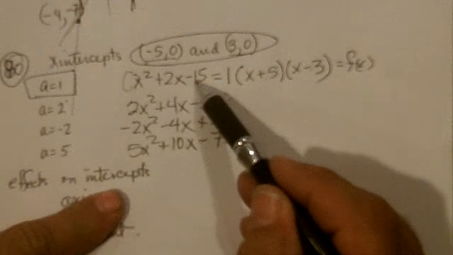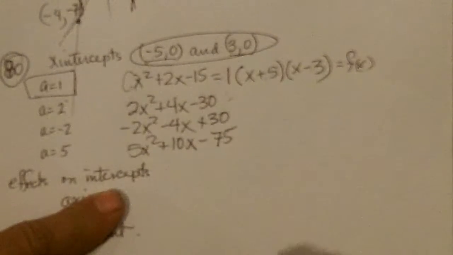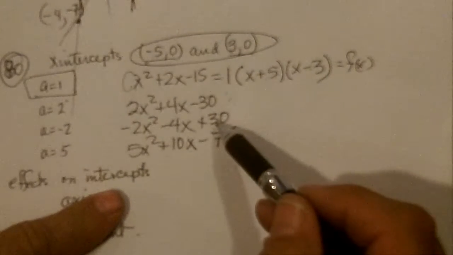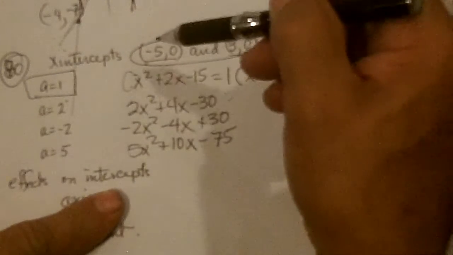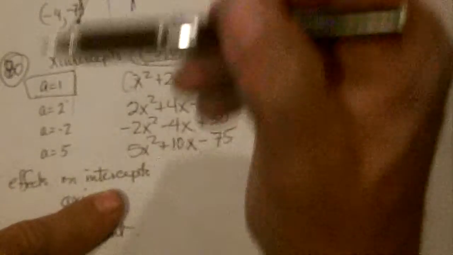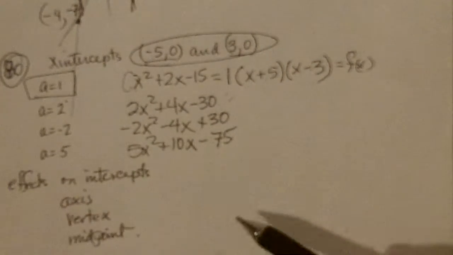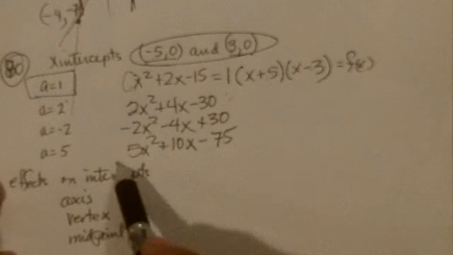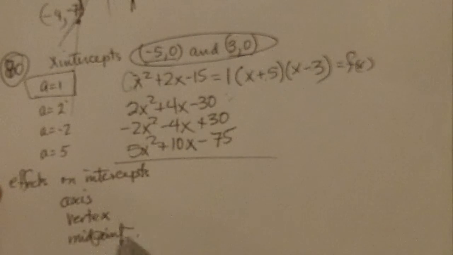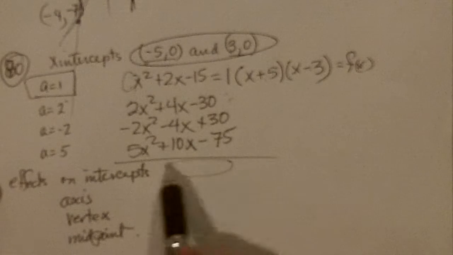So this one was at minus 15. This is minus 30, so it went twice as far down. This one's, instead of minus 15, it's twice as far up on the positive side, and this is 5 times as far on the negative side of the x-axis. So it's just moving the y-intercept that much.